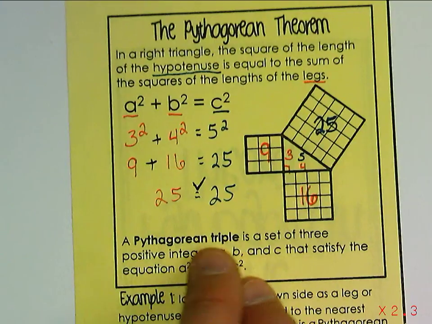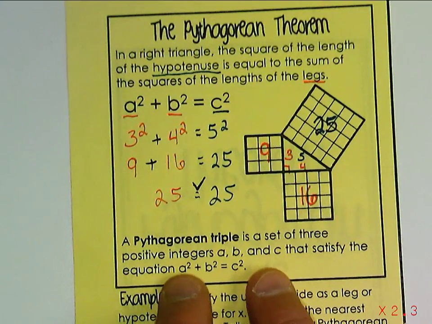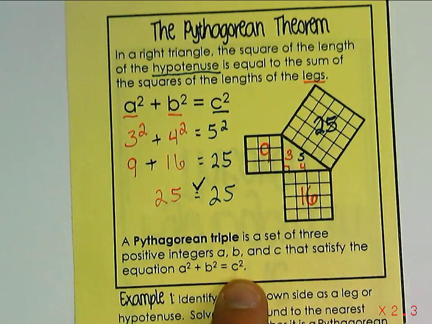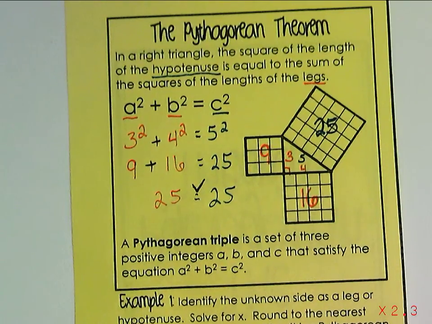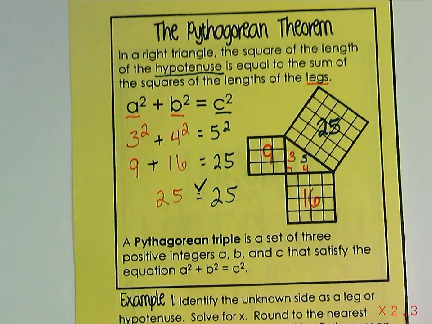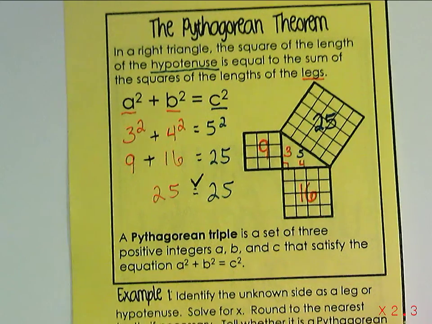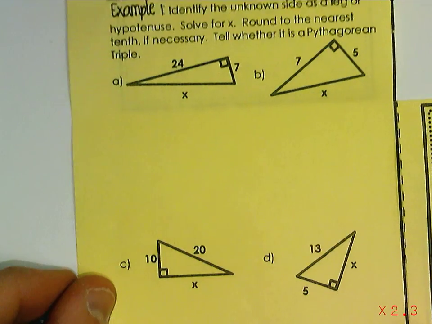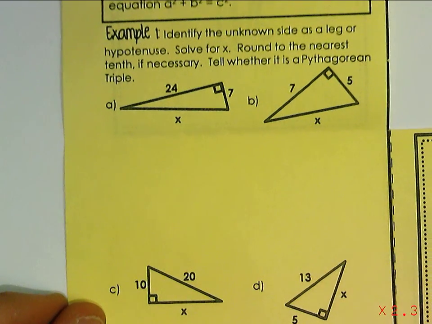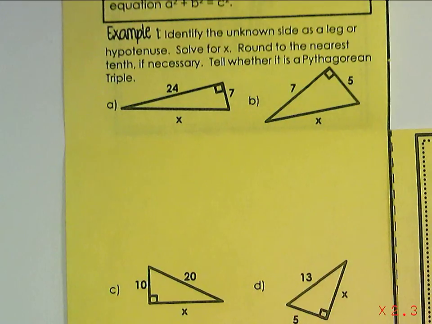So there are cases where there aren't Pythagorean triples, and that just means that you get an answer that is not an integer, not a whole number, basically. So let's take a look at a couple examples here then. What it wants us to do is identify the unknown side as a leg or hypotenuse, solve for x, round to the nearest tenth if necessary, and tell whether it is a Pythagorean triple.